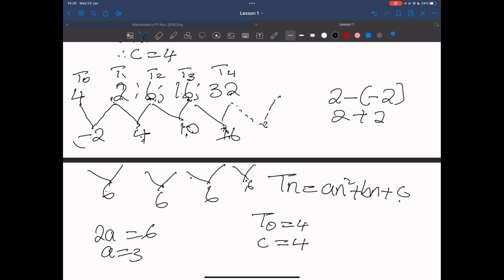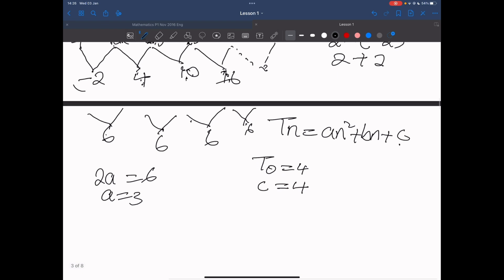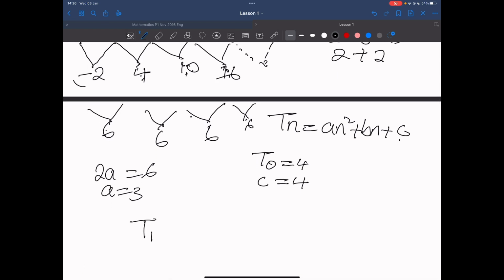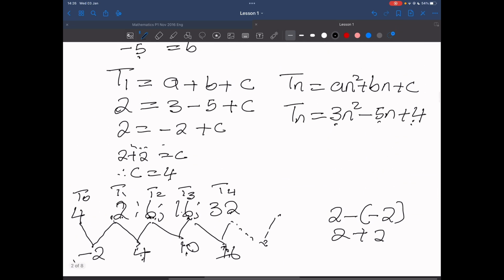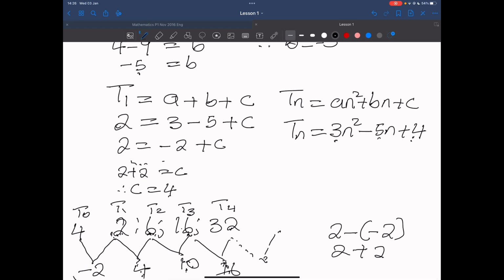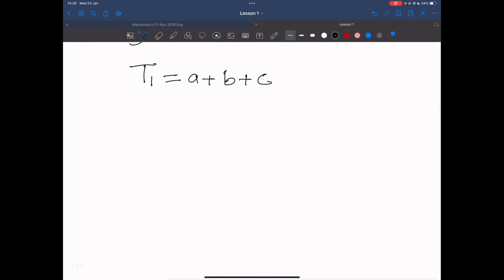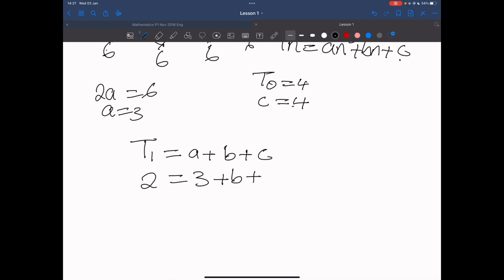So after getting C to be 4, we can now go to our term 1. We said term 1 is A plus B plus C, and then we know what term 1 is. So let's look at term 1. Term 1 we said is 2. So we substitute term 1 to be 2. And then A, we have already found out, is 3, remember. Now what we don't have is B, but we have a C. So we can write the B, and then we have C. We have just calculated the value of C, which is 4.